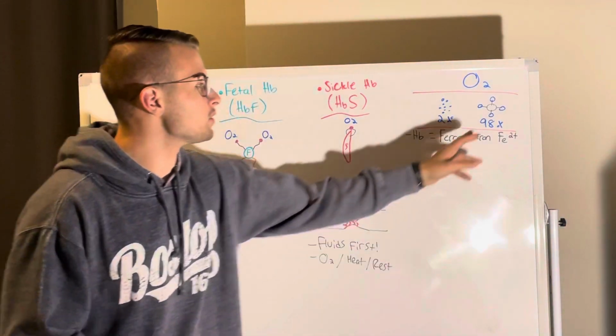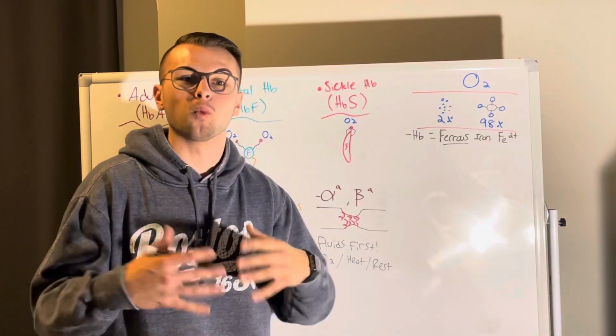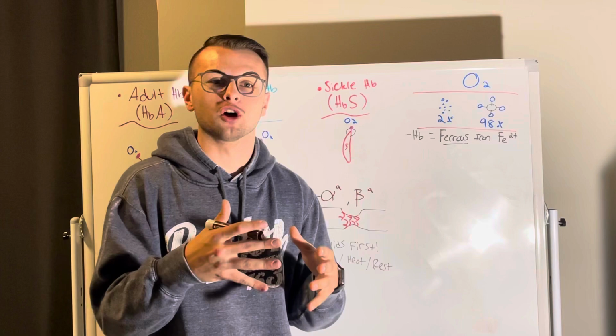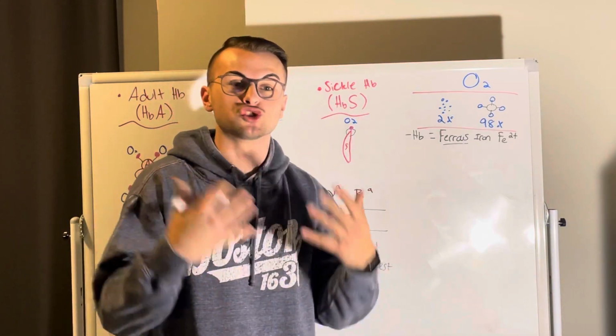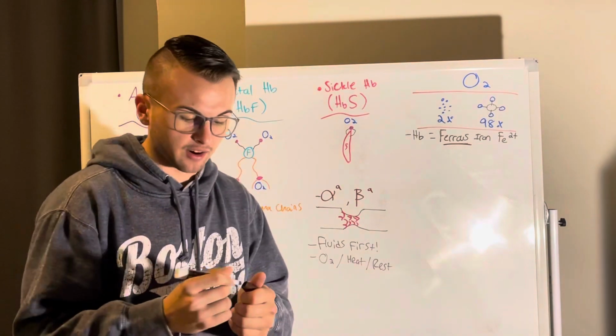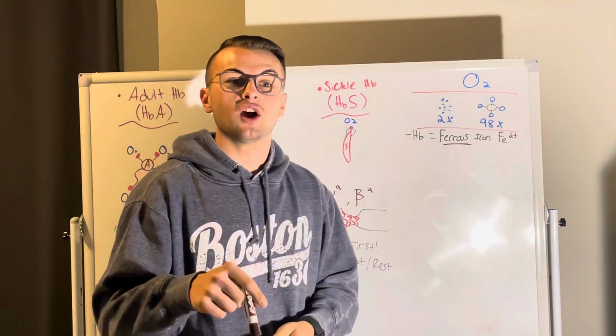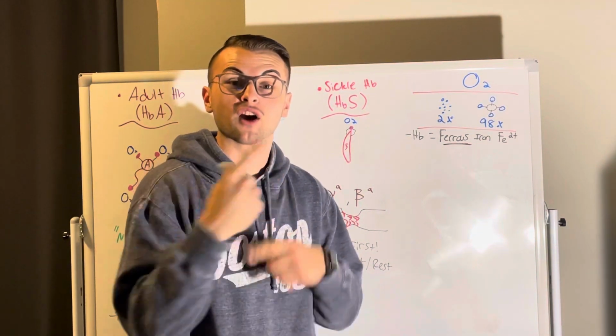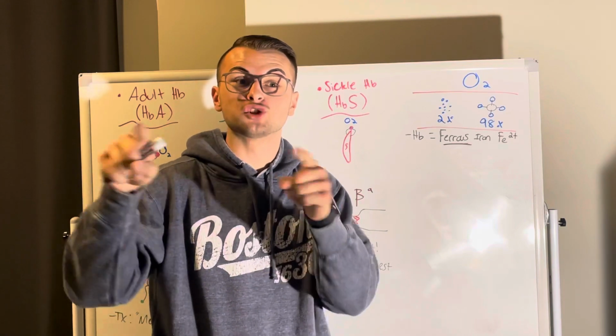Okay, so how is oxygen attached in the first place? Why is oxygen attracted to hemoglobin? Well, I want you to think of ferrous iron as sexy iron. So oxygen is attached to ferrous iron, Fe 2+.